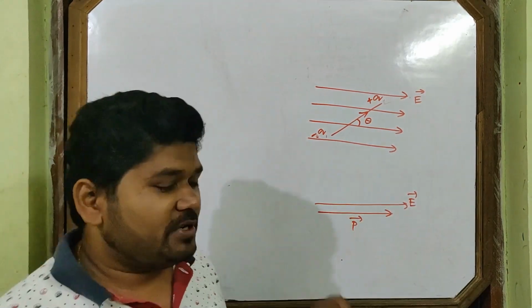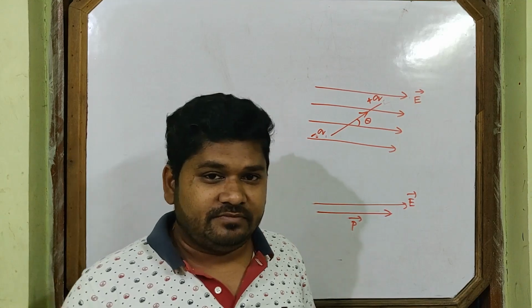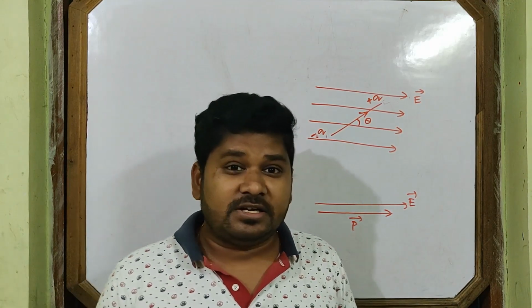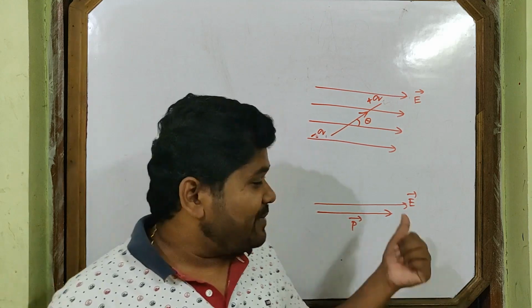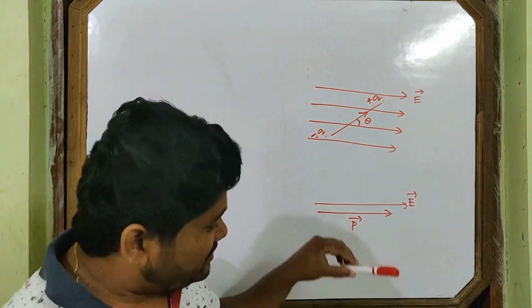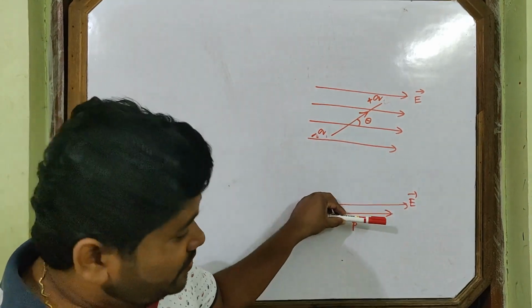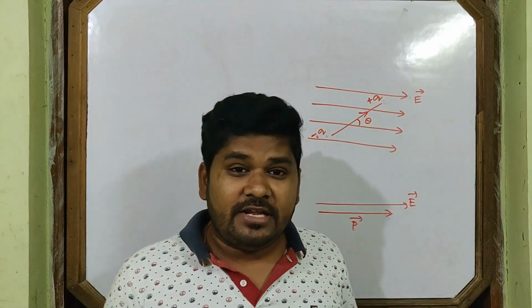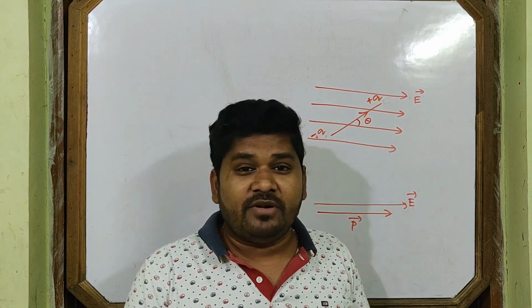Suppose you rotate the dipole in the anti-clockwise direction. When you rotate anti-clockwise, you are rotating against the torque. Then you have to do work to rotate it, because the dipole will not automatically rotate. It's a stable equilibrium position. It will not rotate. When you rotate it to this position, you have to do some work, and your work done will be stored in the form of potential energy.